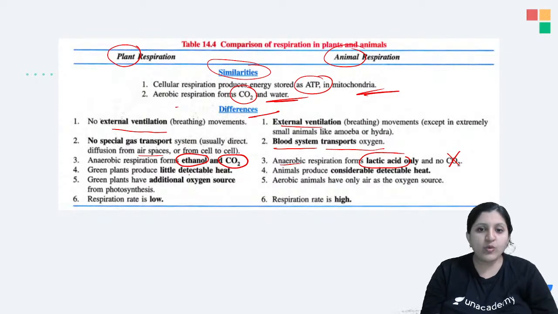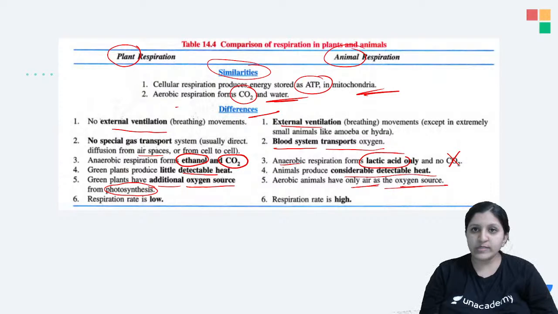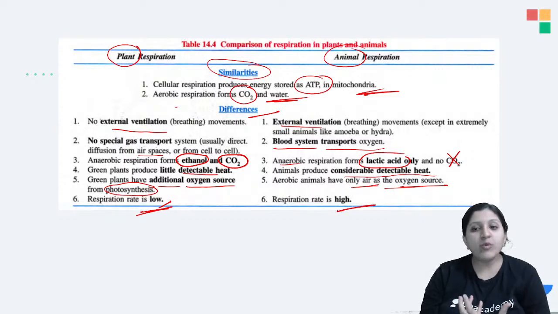This is with respect to anaerobic respiration. So they'll produce little detectable heat, and here considerable detectable heat is produced in case of animals. Then they have an additional oxygen source, that is from photosynthesis. Aerobic animals have only air as the oxygen source, there is no other oxygen source for them. Next, respiratory rate: respiration rate is low over here, whereas in case of animals, they require more oxygen, so respiration rate is high.